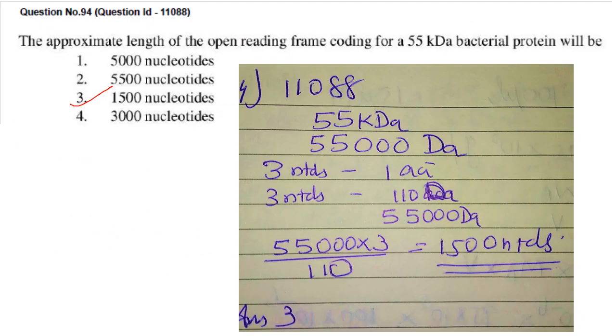Then next one. The approximate length of the open reading frame coding for a 55 kDa bacterial protein will be how many nucleotides long? So 55 kDa is 55,000 Dalton. 3 nucleotides code for 1 amino acid, and 1 amino acid is 110 Daltons in weight. So 3 nucleotides code for 110 Dalton. And 55,000 Daltons will have how many nucleotides? It will have 1,500 nucleotides. So the answer here is option 3.